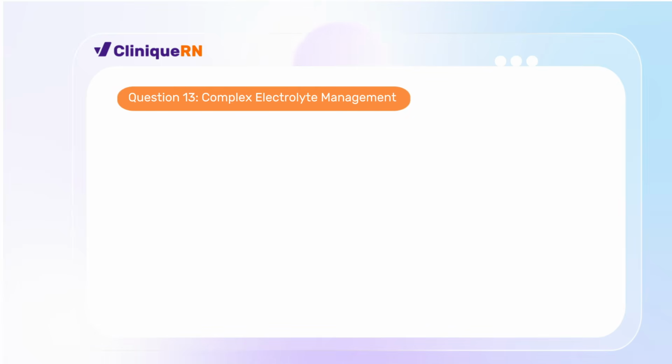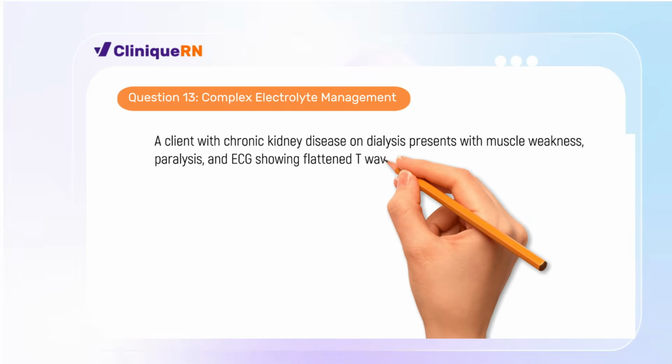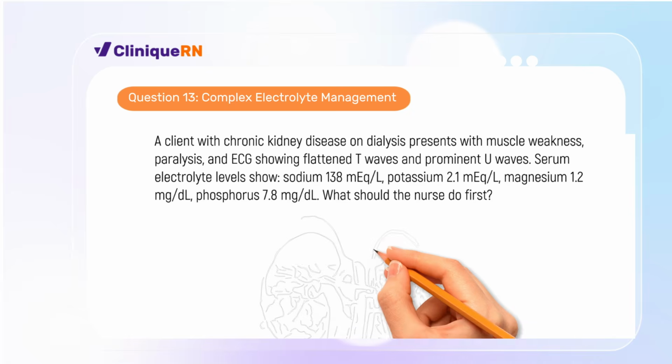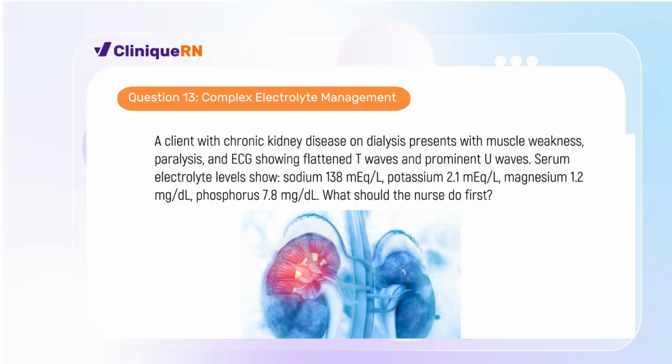Question 13. Complex electrolyte management. A client with chronic kidney disease on dialysis presents with muscle weakness, paralysis, and an ECG showing flattened T waves and prominent U waves. Serum electrolyte levels show sodium, 138 milliequivalents per liter, potassium, 2.1 milliequivalents per liter, magnesium, 1.2 milligrams per deciliter, phosphorus, 7.8 milligrams per deciliter.